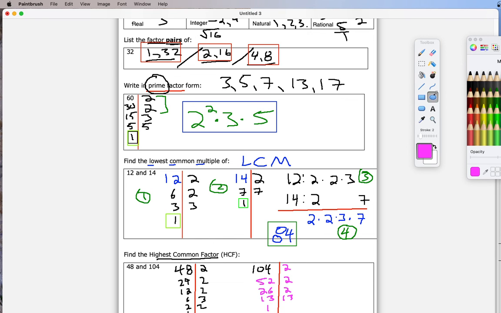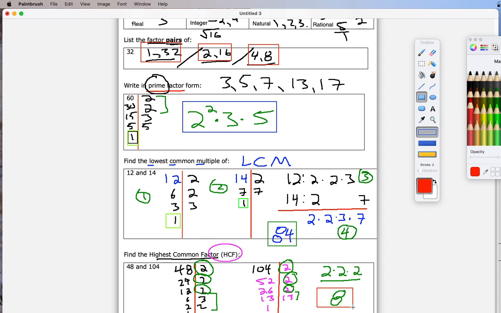Now, with the highest common factor, what we need to do is just check to see how many of these do we have that are the same. So I have a first 2 here and a first 2 here, so I put a 2 down. I have a second 2 here and a second 2 here, so I put another 2 down because they're in common. I have a third 2 here, a third 2 here, and so I put another 2 down here. And if I look, I have a 3 and a 2 there and a 13. They are not the same, so I'm done. Now, what is 2 times 2 times 2? We get 8. And then that's our final answer. So that's the highest common factor.